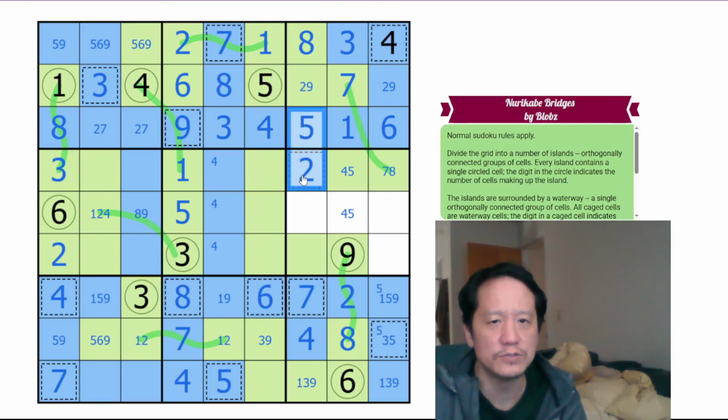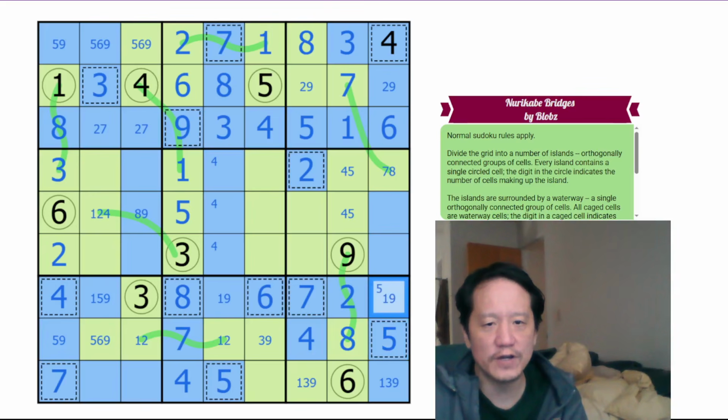So it only sees 2 cells. Therefore, this is not water, it's land. We have 1, 2, 3, 4, 5, 6. It must connect to these because this must connect to a circle. So it must connect there. And these must be 2 waters, and therefore this is 5.